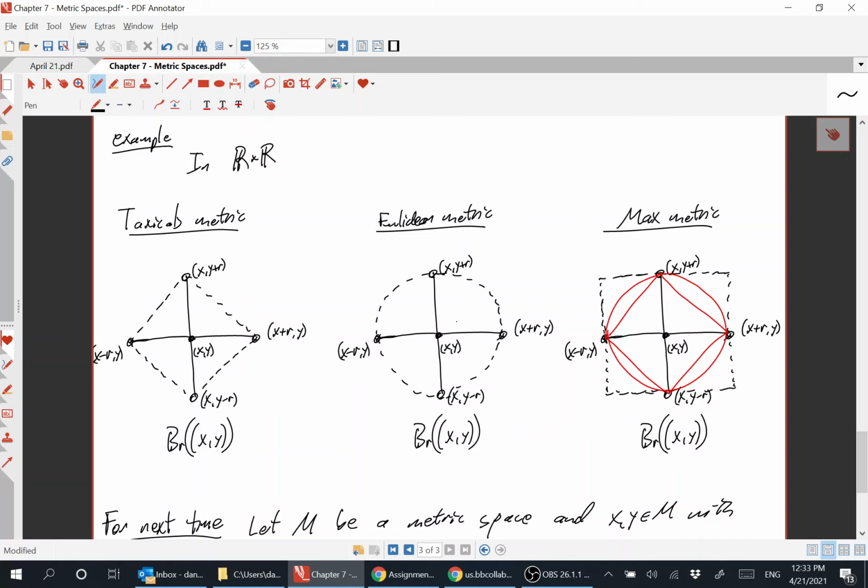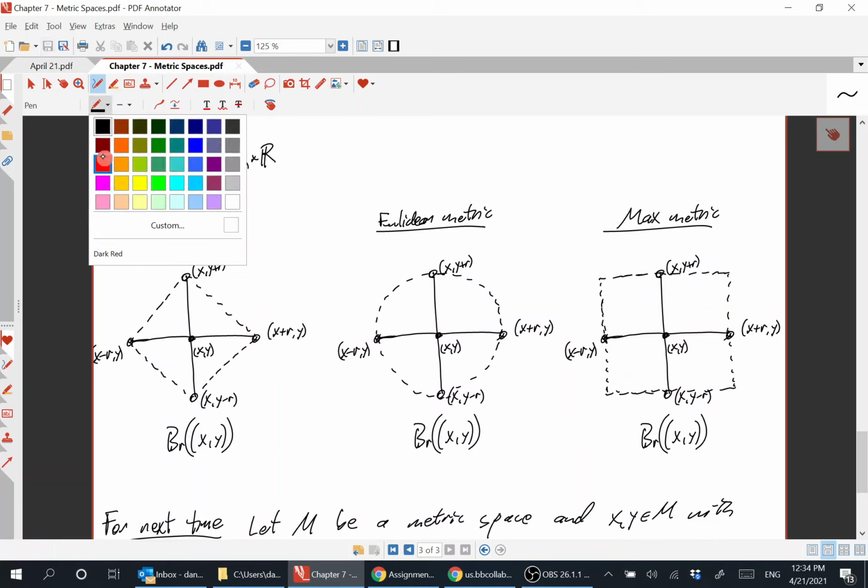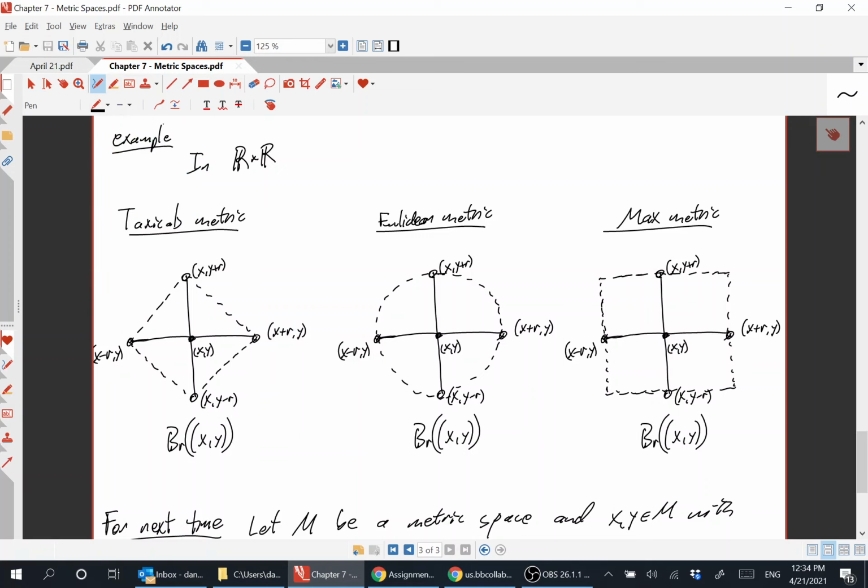All right. So the balls of radius r of these various three metric spaces on the same set with different metrics: the taxicab metric's ball is this, the Euclidean metric's ball is that, and the max metric's ball is this. And then there are other metrics whose balls are like that. So it's this whole spectrum of metrics.